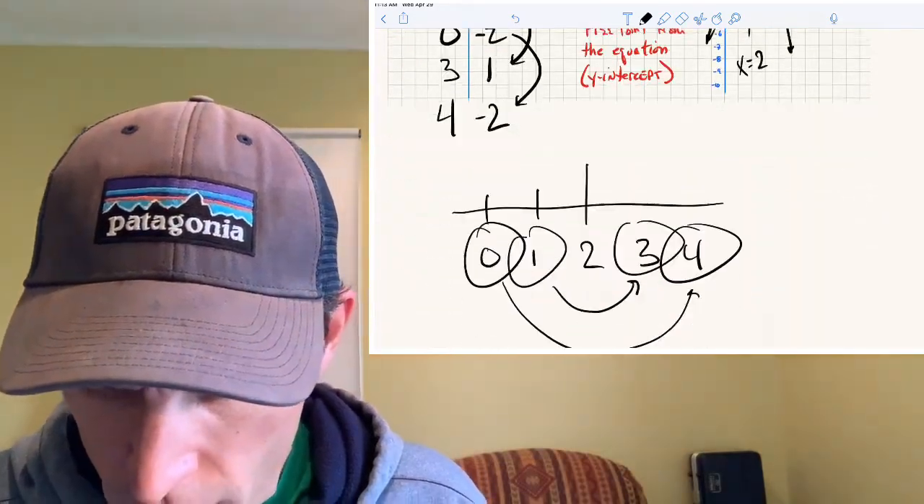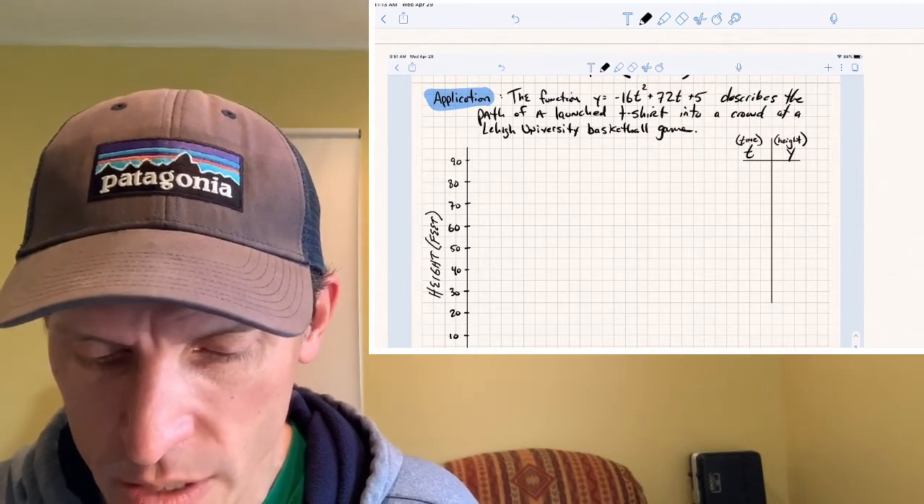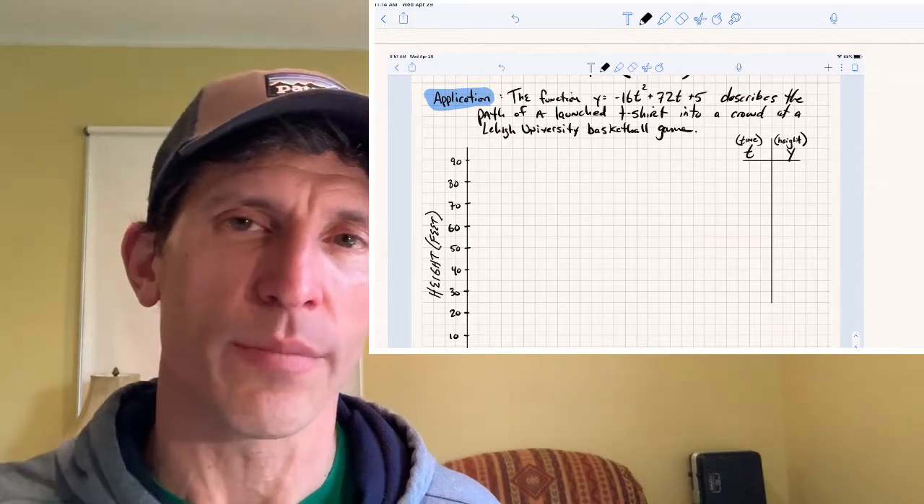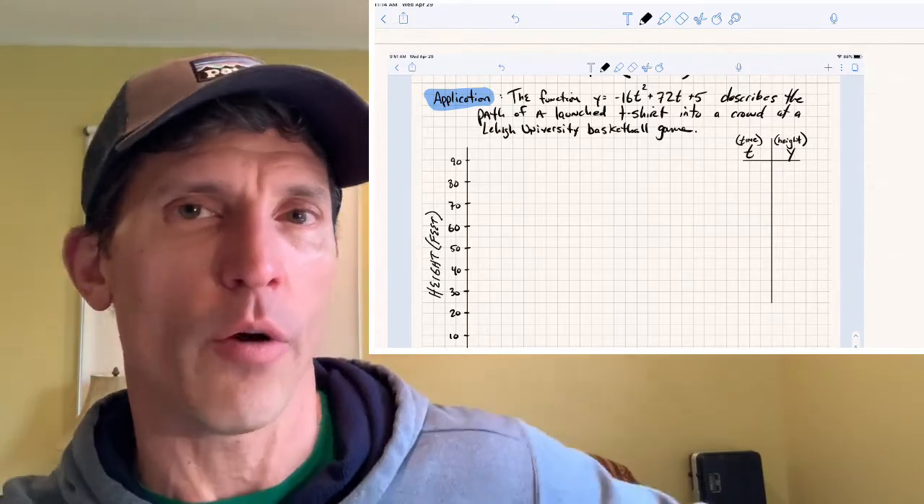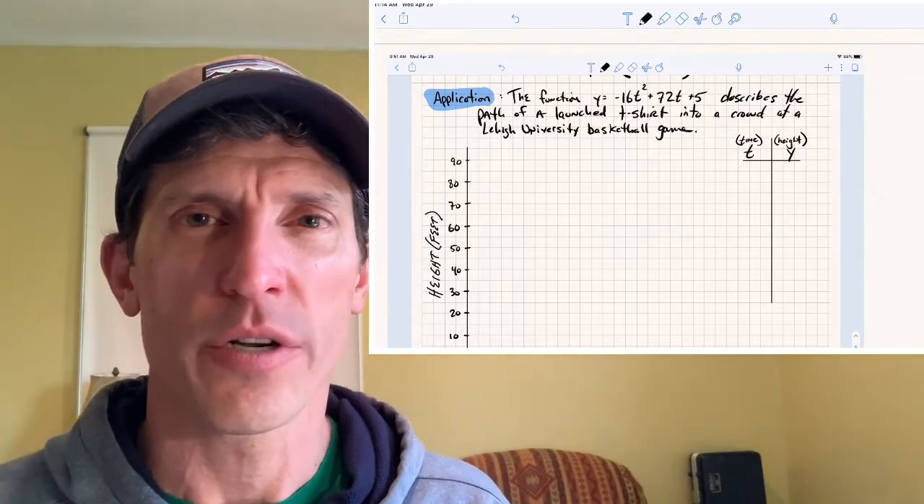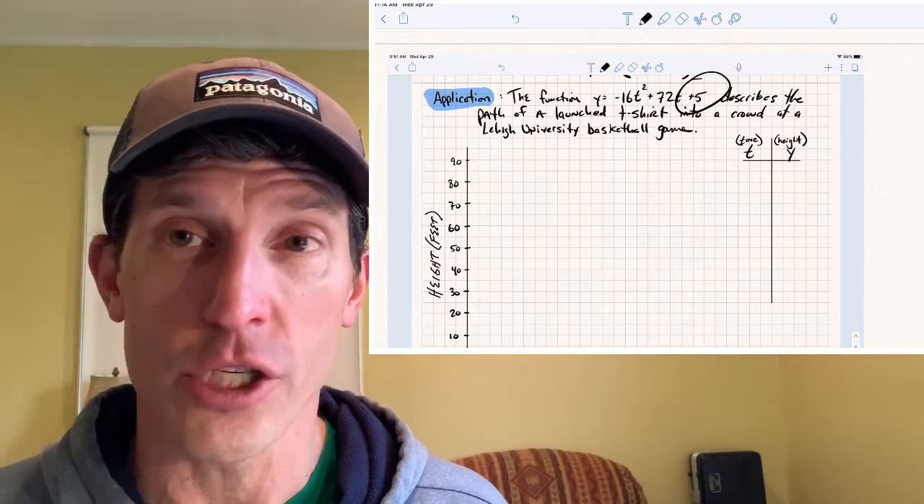All right. One last item, this last piece, this says the function y equals -16t squared plus 72t plus 5 describes the path of a launched t-shirt. Think about throwing something into a crowd. When you throw it, it probably launches from about where your hand is, which is about where your shoulder is, which is about 5 feet off the ground. That's what the plus 5 is meant to represent.